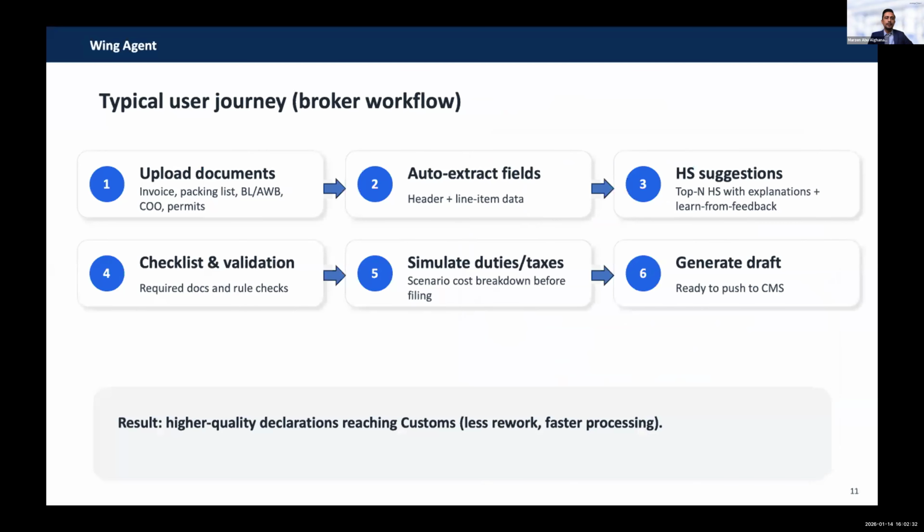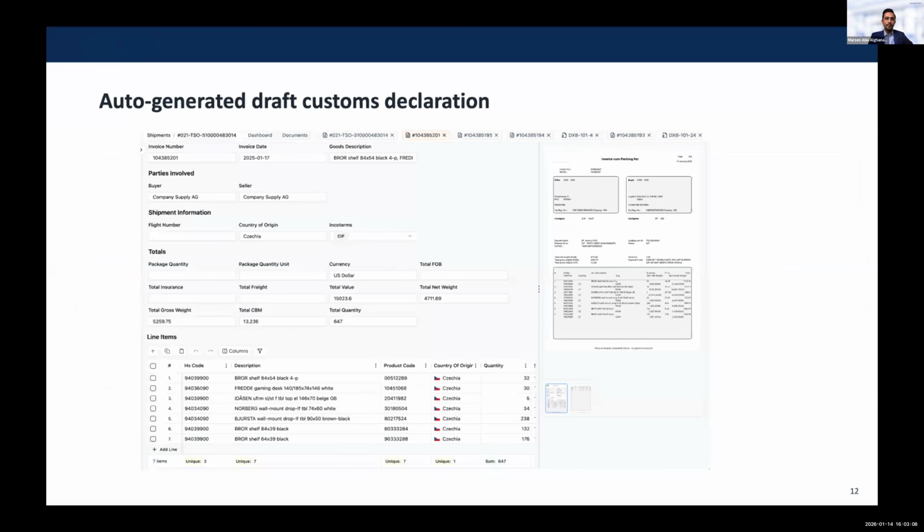So the journey is basically very simple. You upload the documents, it auto-extracts the fields in the documents, and it will give you the right HS code classification, and it will provide you a checklist and validation versus the documents and the rules in the customs management system. And then it will simulate the duties and taxes, so that as a trader, you also know what will be the financial burden by submitting this declaration, and it will generate a ready-to-file customs declaration for the customs administration.